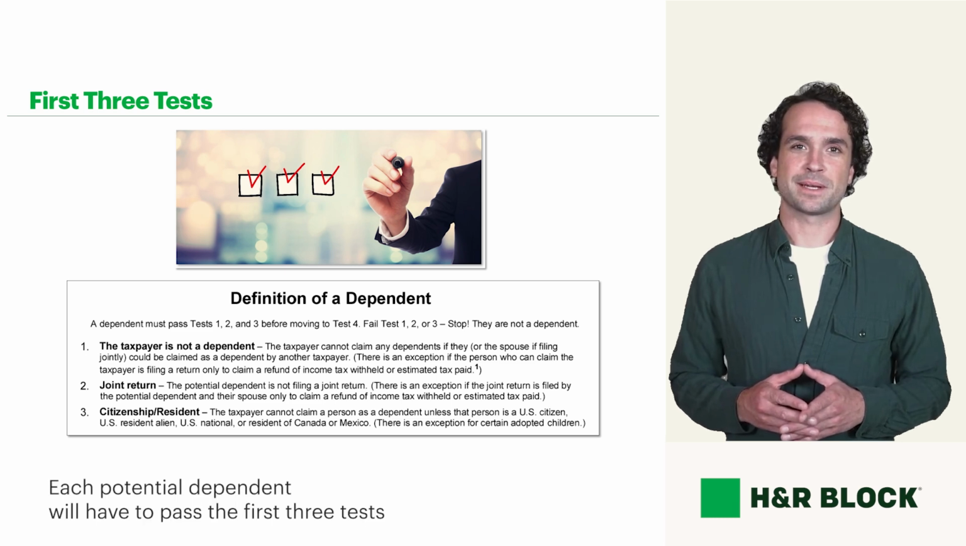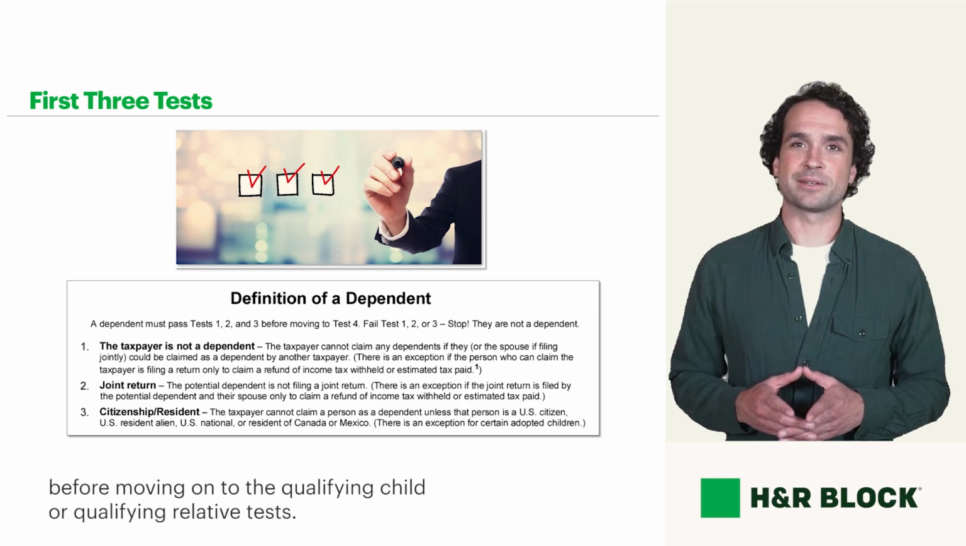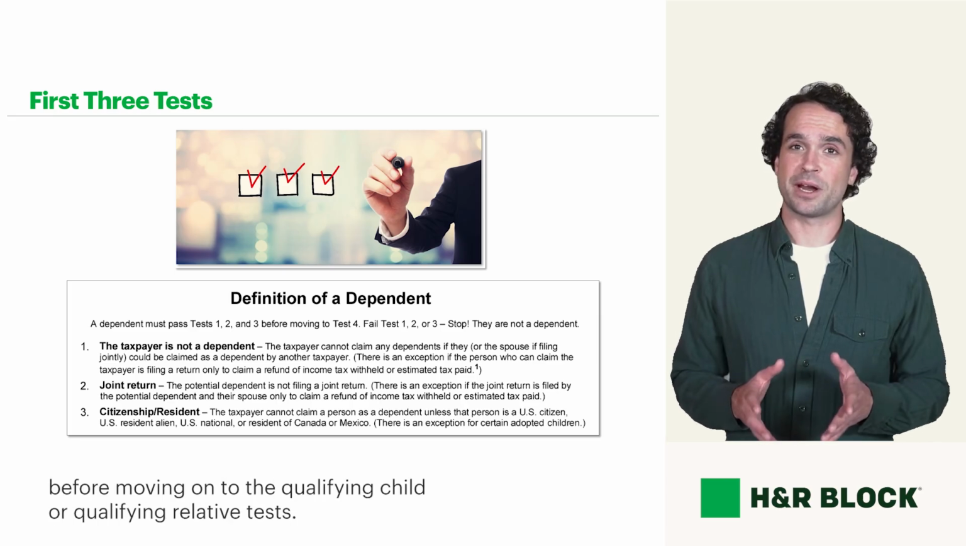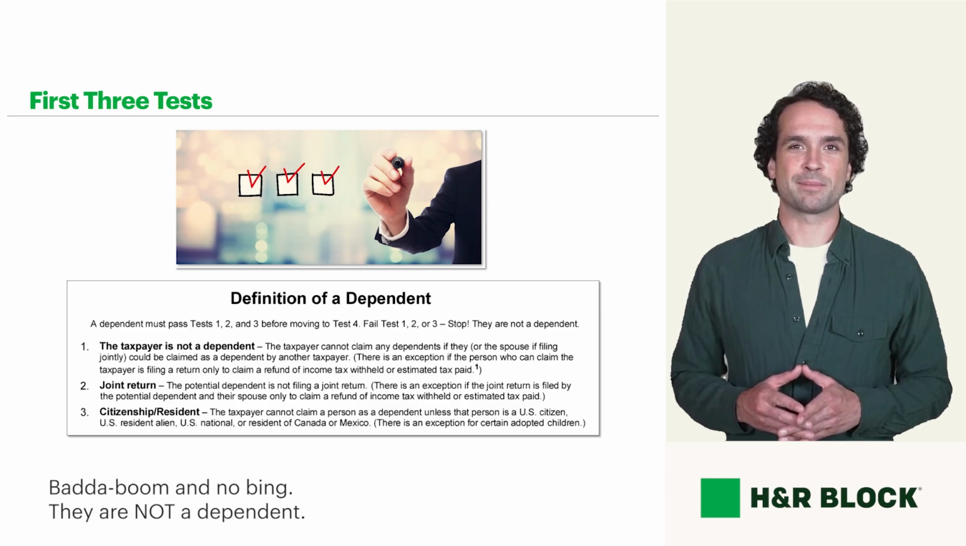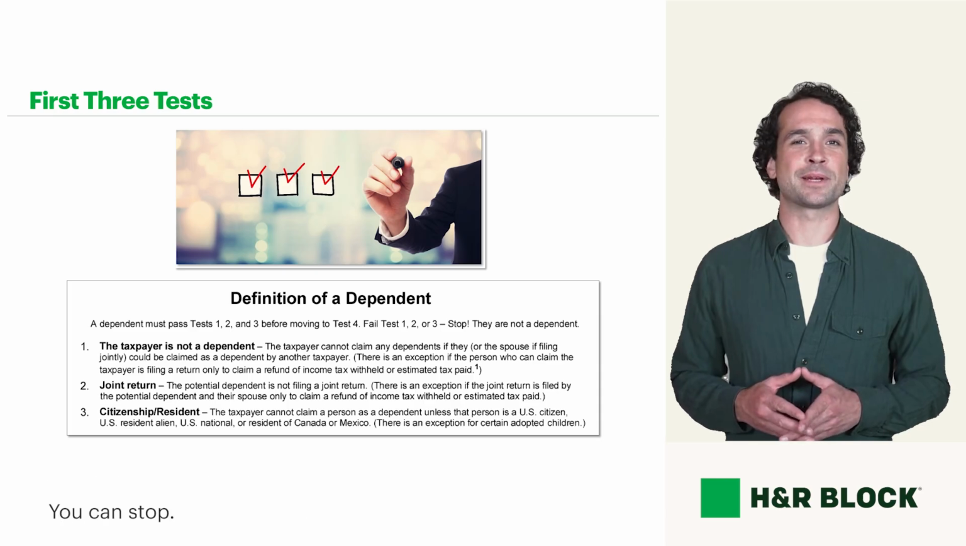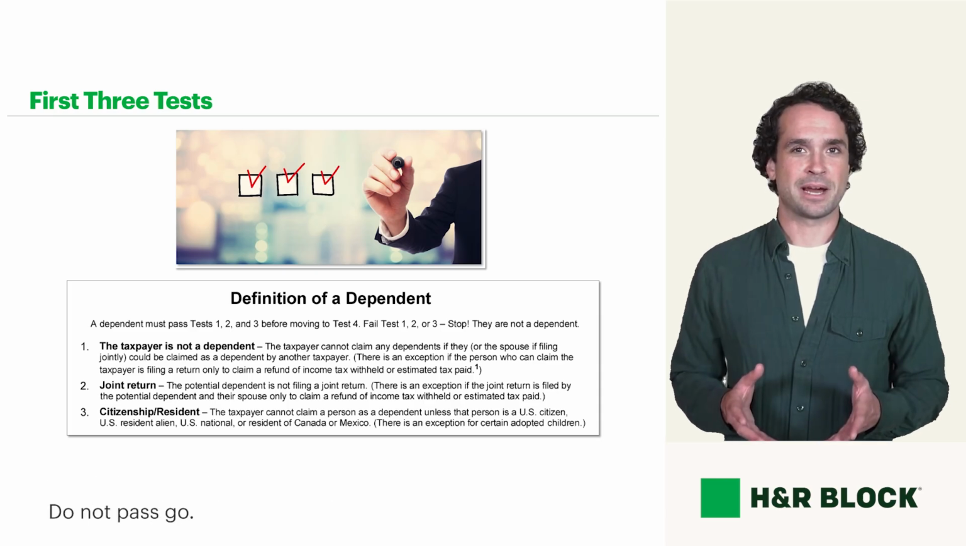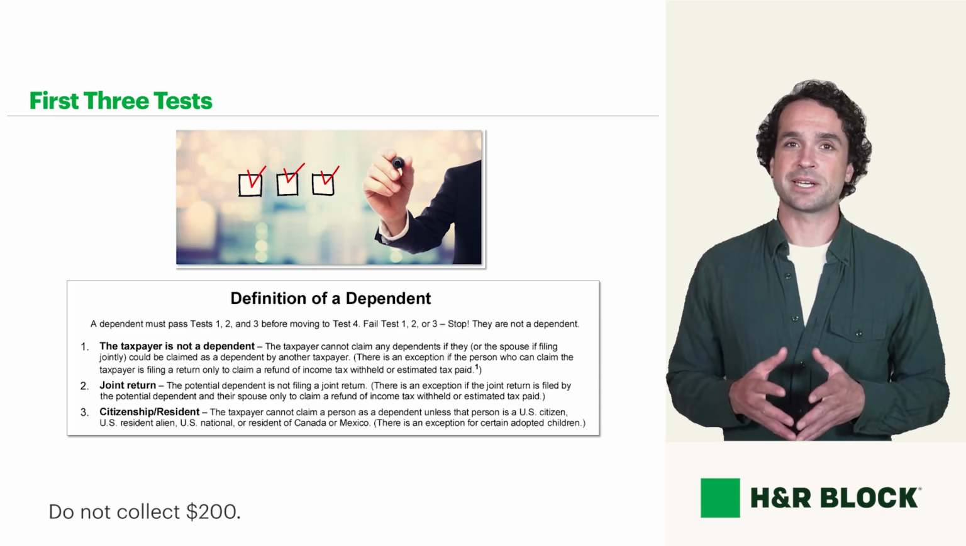Each potential dependent will have to pass the first three tests before moving on to the qualifying child or qualifying relative tests. What happens if the potential dependent fails any of these three tests? Bada boom and no bing. They are not a dependent. You can stop. There is nothing else to consider. Do not pass go. Do not collect $200.